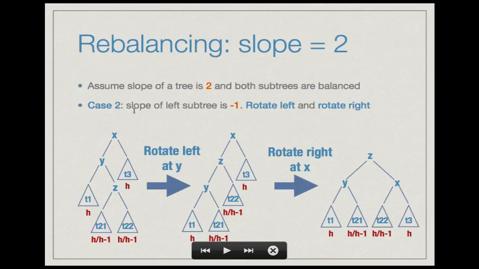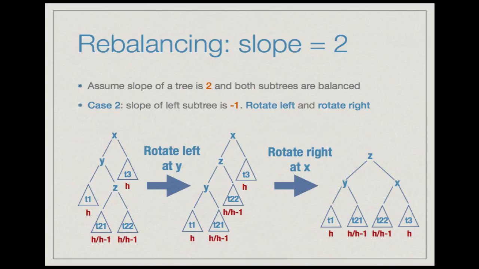Since the slope of the tree is 2, the height of the left subtree rooted at y is h plus 2 and the height of T3 is h. But the slope of the left subtree is minus 1, which means that the height of T1 is h and the height of the subtree rooted at Z is h plus 1. For the height of the subtree rooted at Z to be h plus 1, it has to be the case that either T21 or T22 is of height h and the other is of height h minus 1. So this is the scenario.